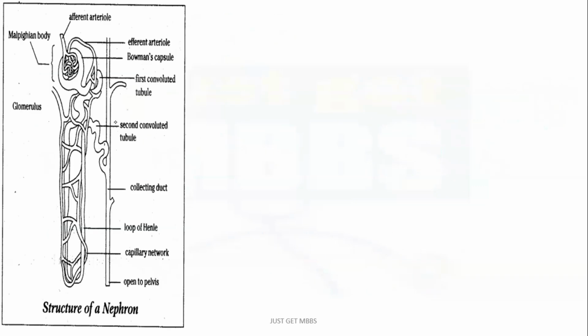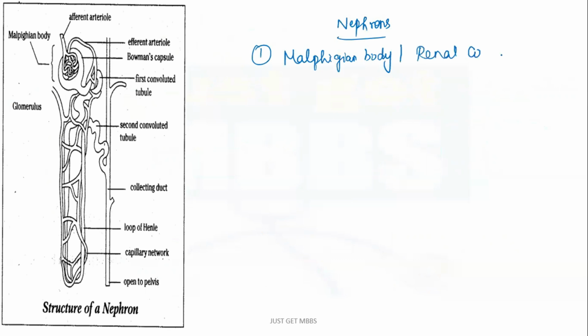Now moving on to nephrons, an important aspect. With respect to the nephron, the first thing that you must know is the Malpighian body, or what we refer to as the renal corpuscle. So what is this? You all know the structure of the nephron, I do not want to get into that. So glomerulus, right? Bowman's capsule, PCT.